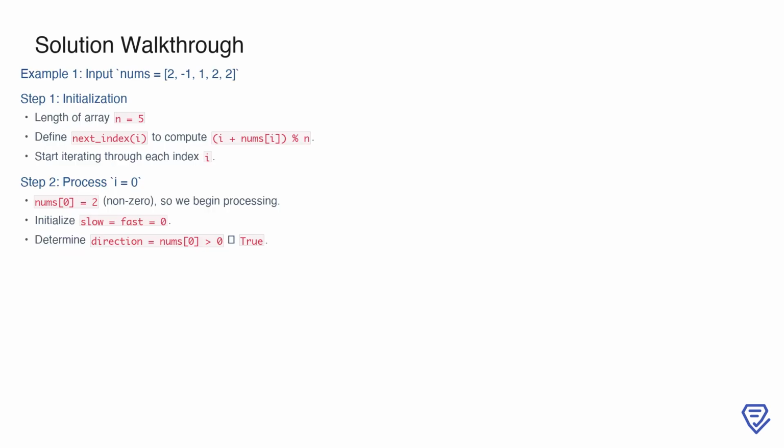To solve the circular array loop problem, we start by examining an example where the input array is nums equals [2, -1, 1, 2, 2]. First, we initialize the length of the array, n, which is 5 in this case. We define a helper function next_index(i) to calculate the next index in the circular array using the formula (i + nums[i]) % n. This ensures that the indices wrap around when they exceed the bounds of the array.